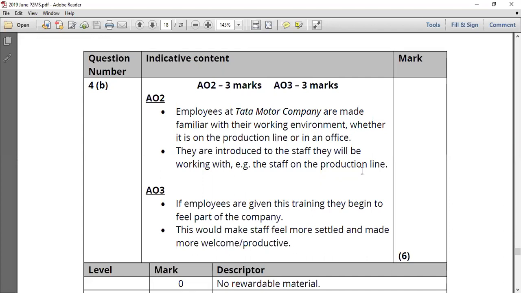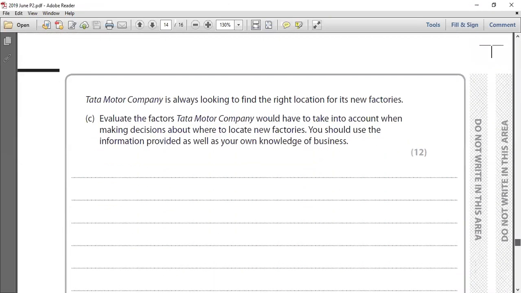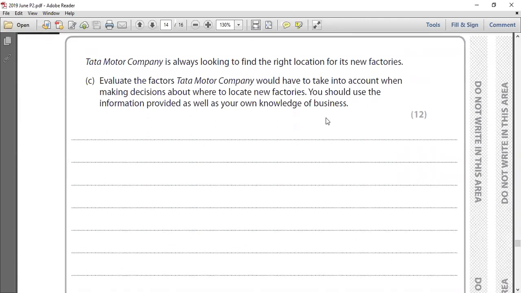Right, let's go to the last question of the paper. It's the 12 mark question. Evaluate: the command word normally comes with the evaluation question, right? Evaluate. Tata Motor Company is always looking to find the right location for its new factories. So the question they're asking is about location: evaluate the factors that the Tata Motor Company would have to take into account when making decisions about where to locate new factories, new location decisions. You should use the information provided as well as your own knowledge of the business. This statement comes for all the 12 mark questions.